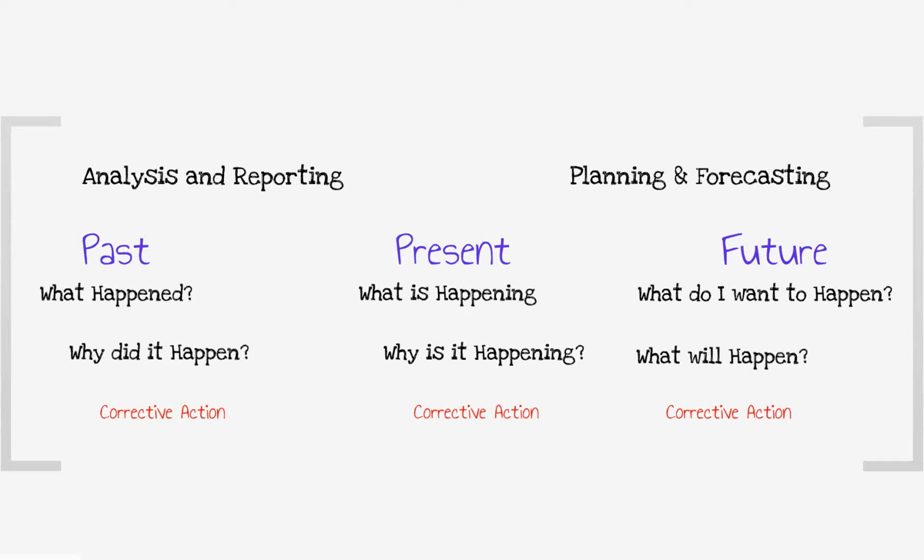So what has happened over the last 3 years? I'm going to get invoice level detail so I could drill down on anything that I have a question on over the last 3 years. I could drill down to answer that question, why did it happen? So that's the analysis part of it. And then once you understand why did it happen, then you could take the corrective action.